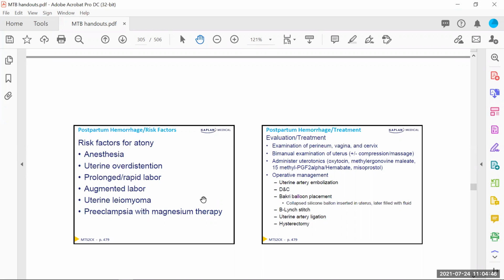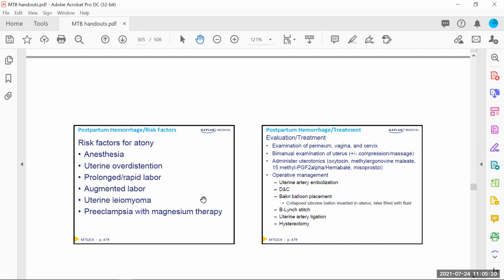When you give augmented labor, like giving syntocinon, the uterus responds to the syntocinon too much, and later on it becomes desensitized and there will be no response at all to the syntocinon, and then the uterus can go into atony. Uterine leiomyoma: if fibroids are there, that uterus is going to be less contracted. So what we can do is give manual massage to the uterus for a longer period of time as compared to normal patients.